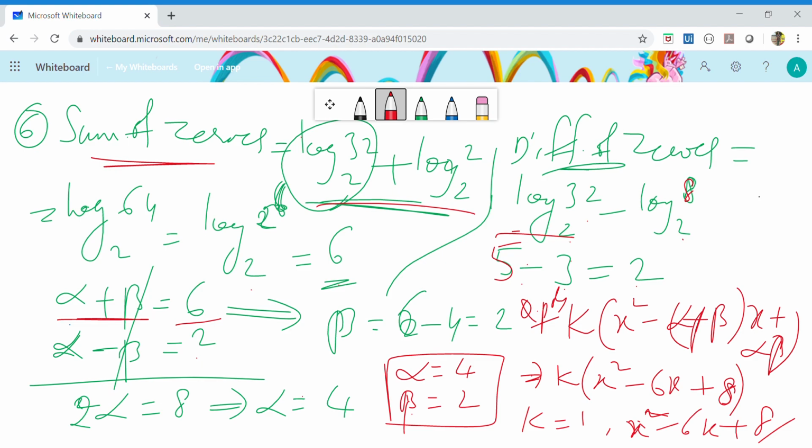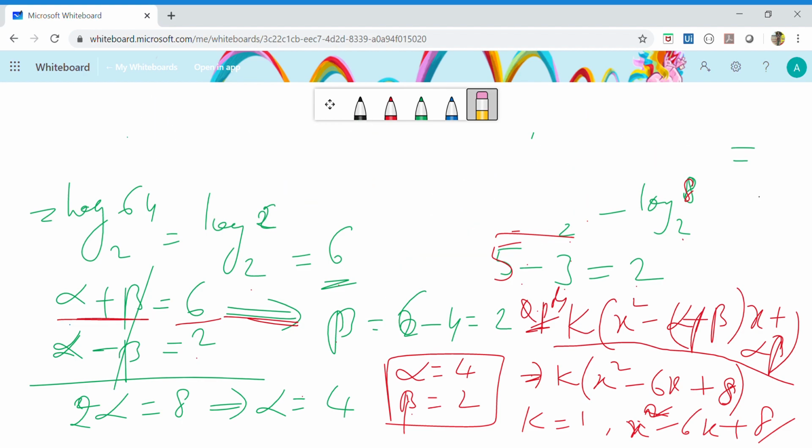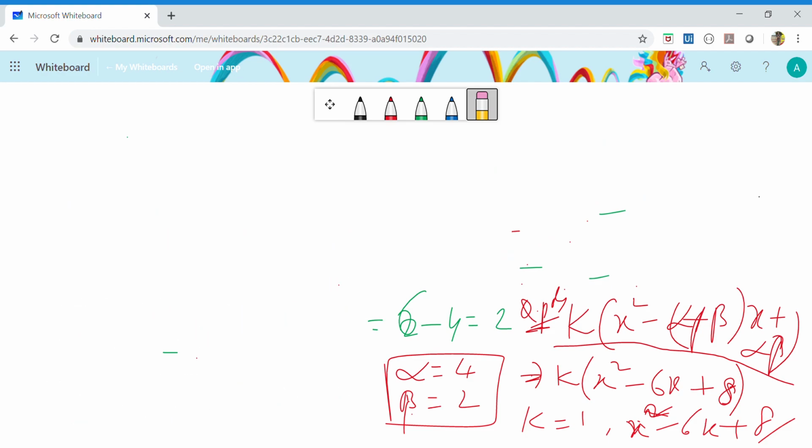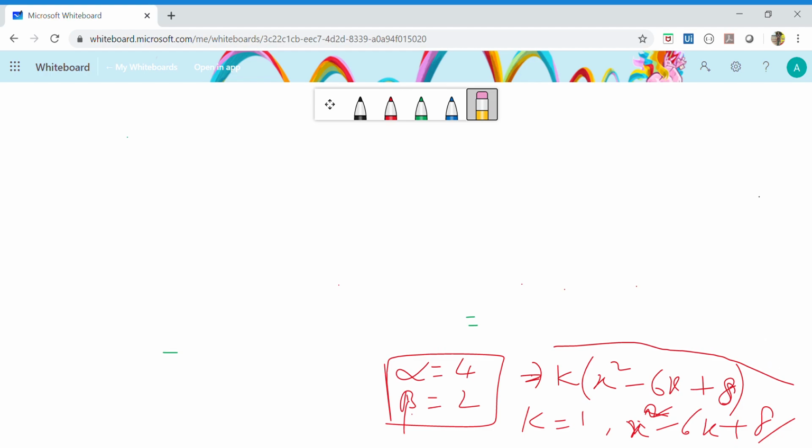And beta gets cancelled. 2 alpha is equal to 8. Alpha is equal to 4. And alpha plus beta is equal to 6, that implies beta can be written as 6 minus 4, that is 2. So alpha is 4 and beta is 2. So the quadratic polynomial with zeros is k of x square minus alpha plus beta of x plus alpha beta. In that you substitute, if k is equal to 1, x square minus 6x plus 8 is the required quadratic polynomial. This is a connective question with the first chapter, third chapter and fourth chapter.